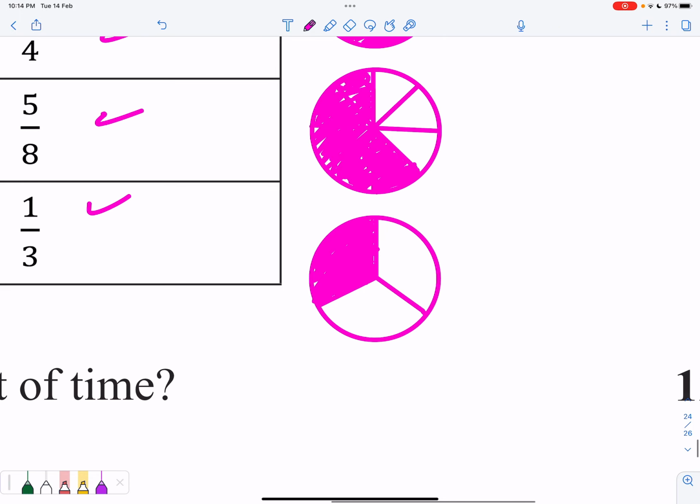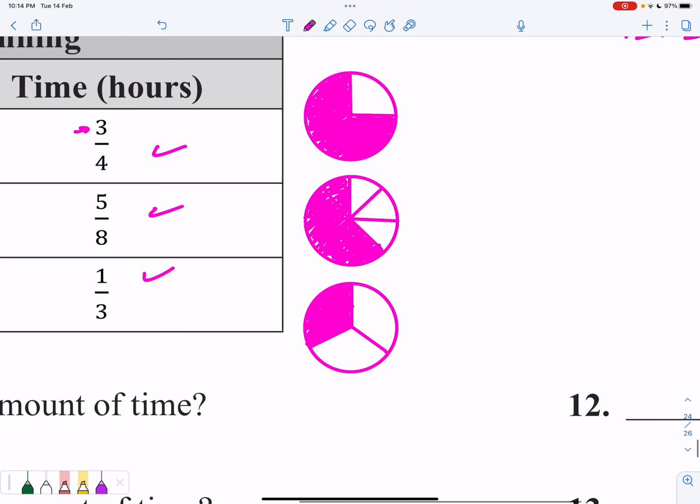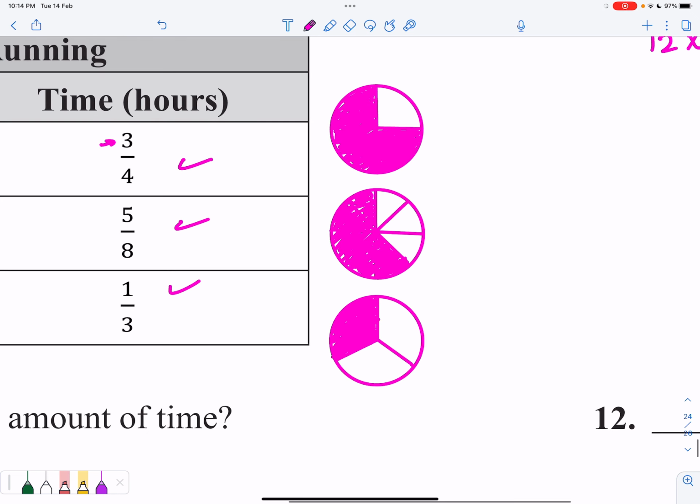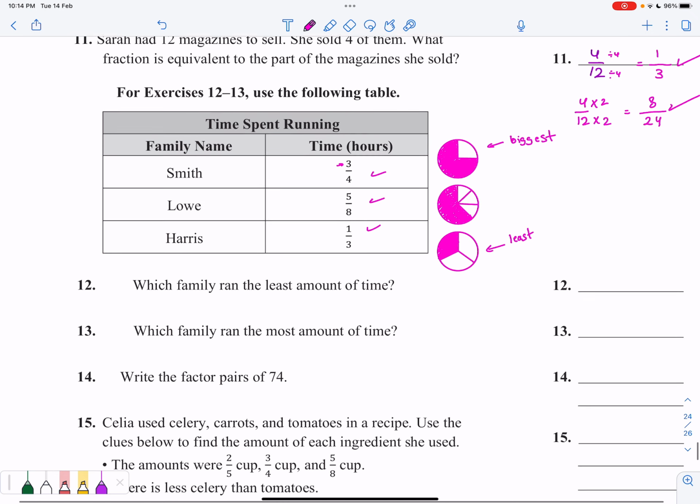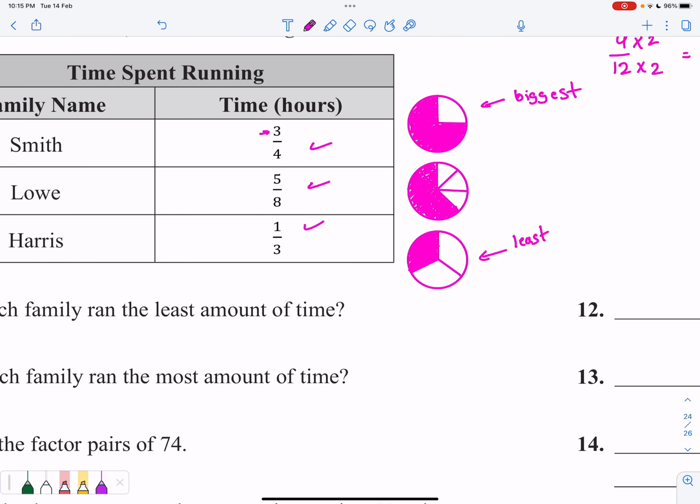So now can you compare these parts? We can see clearly that the biggest fraction, which represents the biggest amount of the shaded part, is that one, right? So this is the biggest. And we can also see that the smallest fraction is that one, right? Because it has the smallest colored part. So this fraction is the least. And that one is, of course, in the middle between them. Do you see how drawing is very helpful?